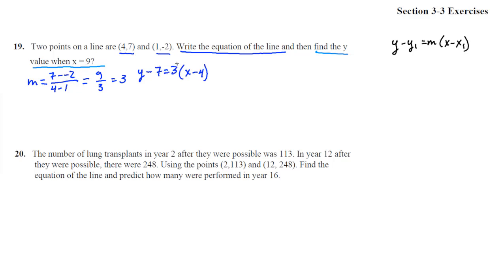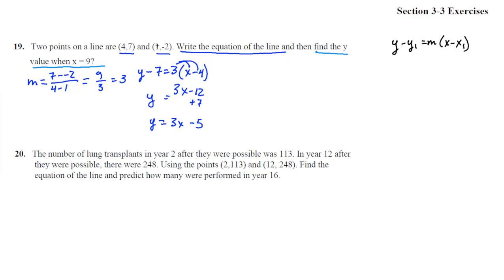All right, let's simplify that guy. 3x minus 12, and then add the 7 over here. So y is by itself, and so that'll be y equals 3x minus 5. And notice we've now completed that first thing. We've written the equation of the line.